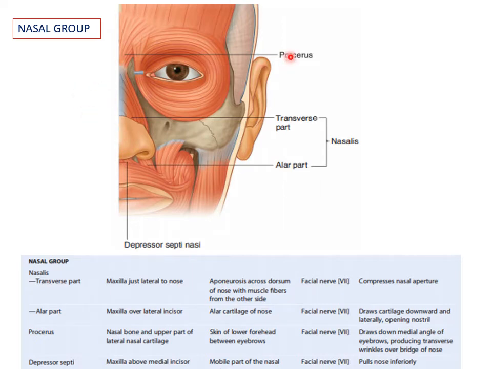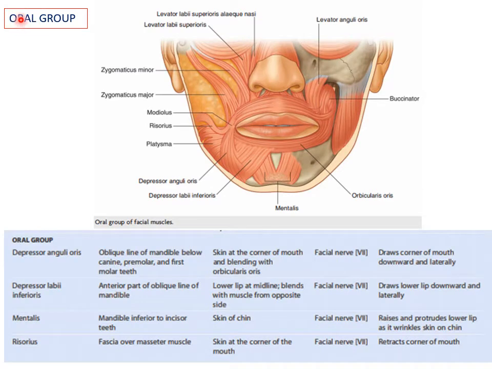Thus, we have studied the nasalis, which has transverse part, alar part, and the depressor septi nasi. With this, we finish the nasal group of muscles. Now we will move on to the next group of muscles. Now we will start the oral group.